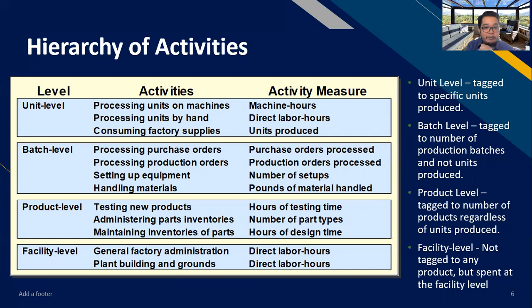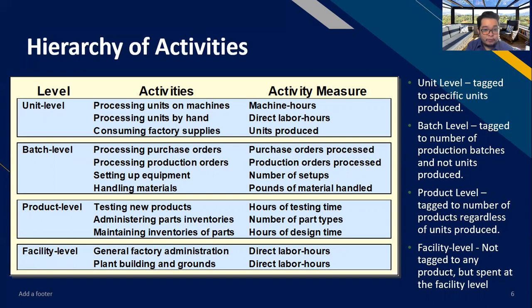Contrast that against batch level, which is tagged to the number of production batches and not units produced. So at the batch level, if you are producing 1,000 units this month, and you are producing those 1,000 units in two production runs, meaning two runs of 500 each, that means that there will be two batches. And there are costs that are incurred at the batch level. What are those activities?